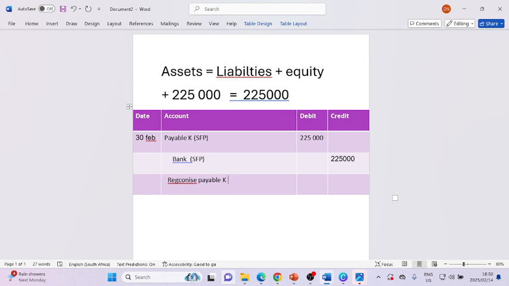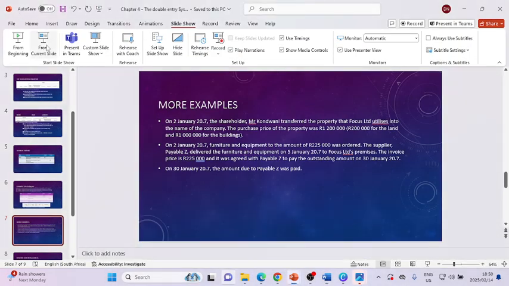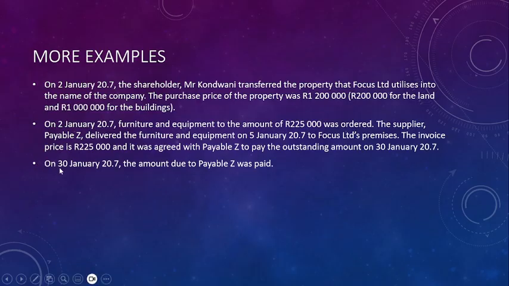So the question that came up here was, do you draw two journals? Yes, you do draw two journals, because it's two separate things that are happening. If you're looking at our question, it says that on the 30th of January the amount due was paid. So you are going to have two journal entries: the one where the equipment was delivered into your hands, and the other when you actually paid the amount.